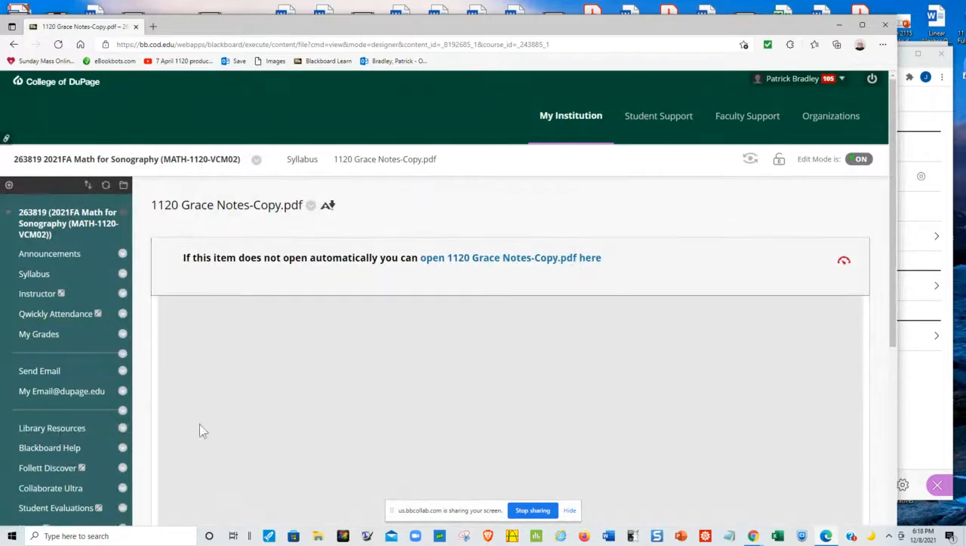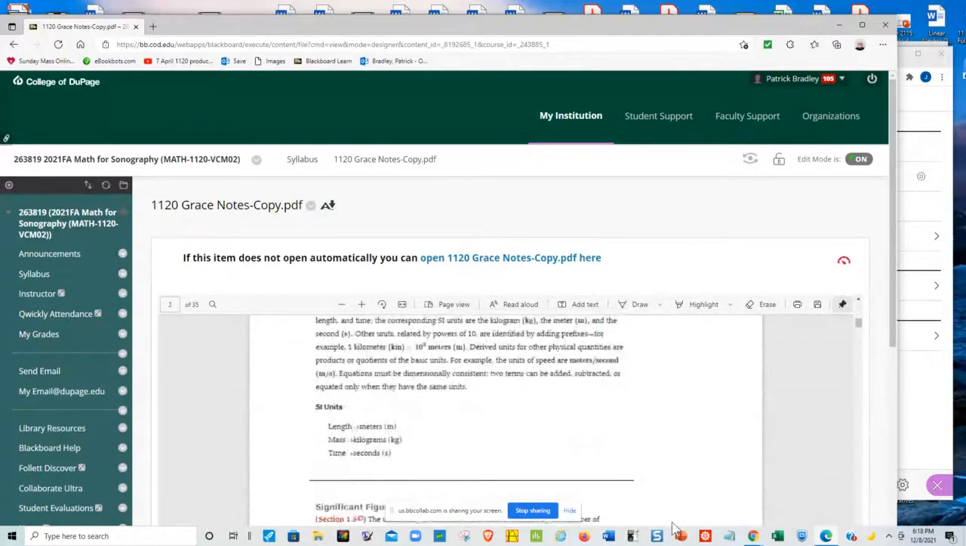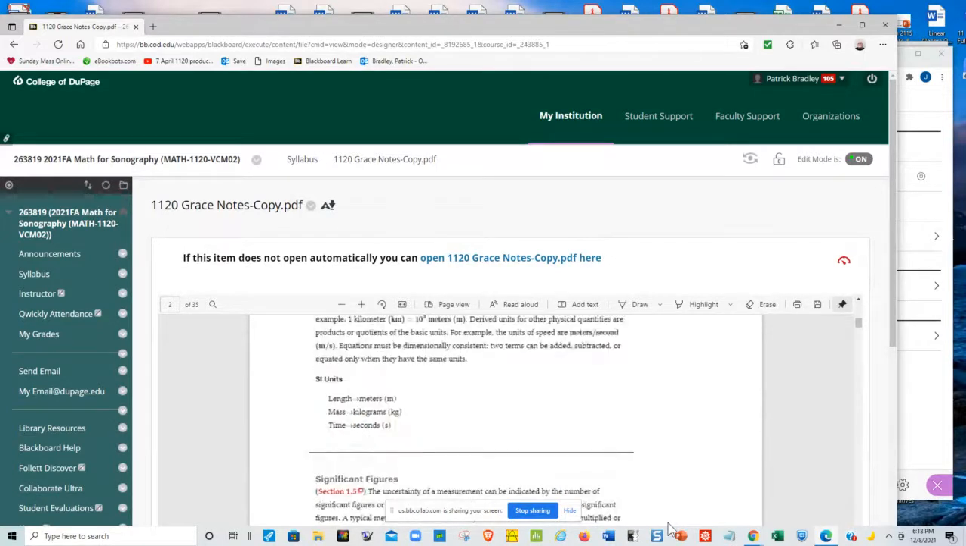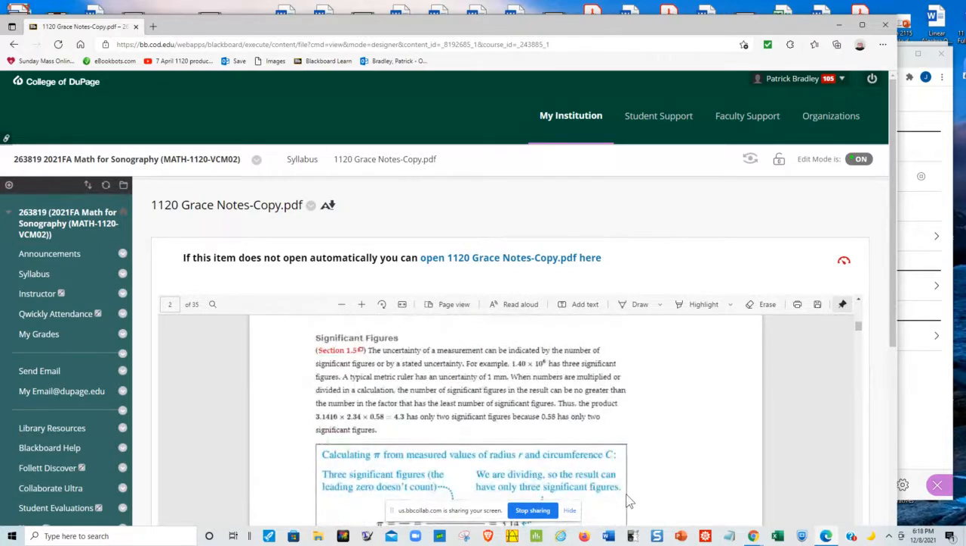And like Linda said, I think what you want to do is view this as, okay, so now I know what the grace notes have in them. Okay, so this is chapter 1: standards, units, and unit conversions. And these unit conversions from chapter 1 are useful. You remember that we had to talk about things like millimeters and kilometers, and those things certainly can come up whenever we're doing the work of unit conversion and when we're doing the physics.